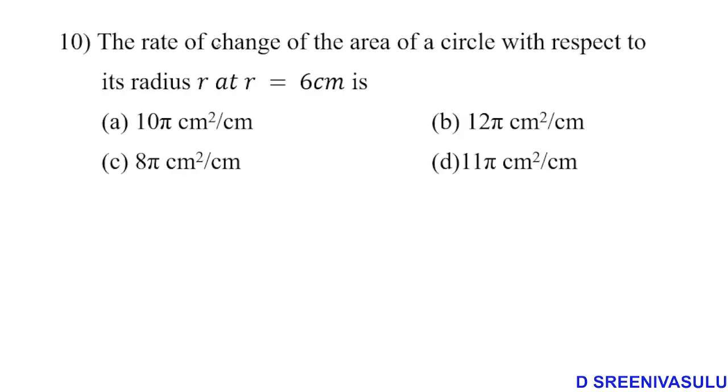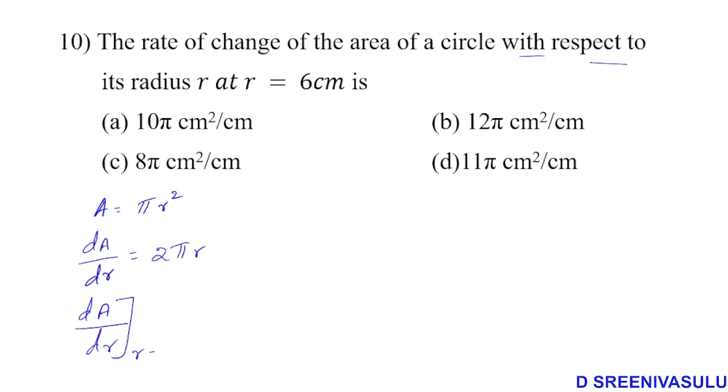Question number 10. The rate of change of the area of a circle with respect to its radius r at r is equal to 6 centimeters. Rate of change of area of circle. What is the area of a circle? Pi r squared. Then with respect to r, what is dA by dr? dA by dr is equal to 2 pi r. Then what is dA by dr at r is equal to 6? If you substitute r is equal to 6, 2 pi into 6, this is equal to 12 pi, centimeter square per centimeter, because area is in square units. 12 pi. Option B is the correct one.